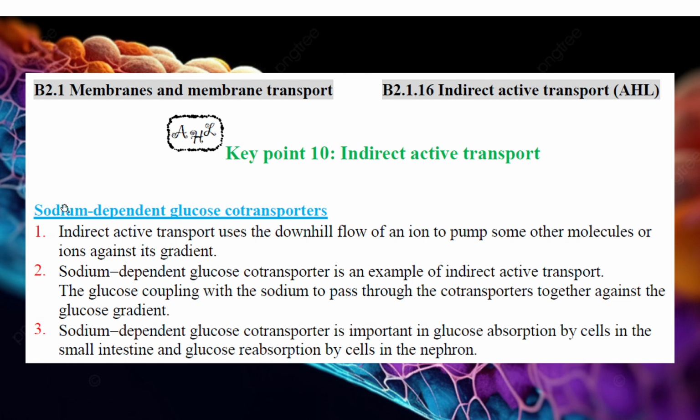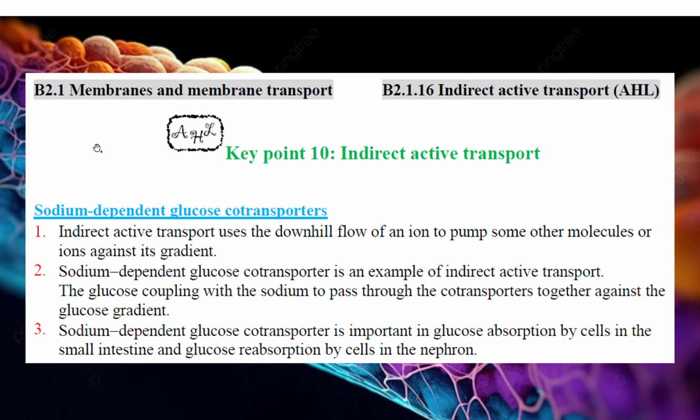And the other, we call it indirect active transport. It is a co-transporter. The sodium depends on the glucose transporter. So when the sodium moves through this transporter, the glucose moves together with it. Indirect active transport uses the downhill flow of an ion to pump some other molecules or ions against the gradient.